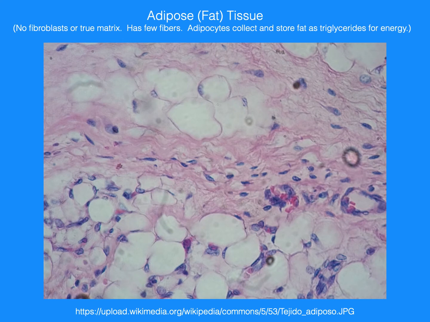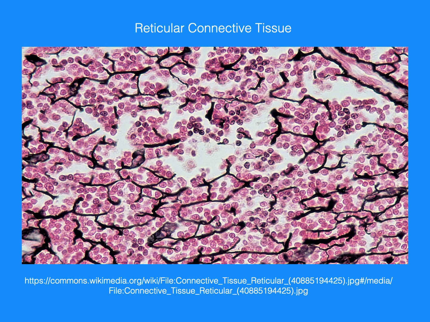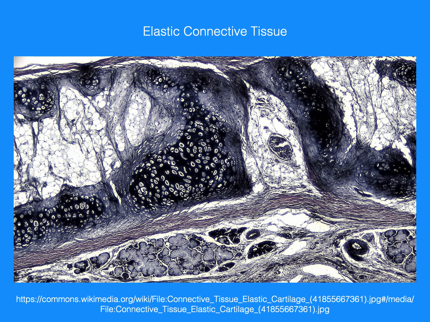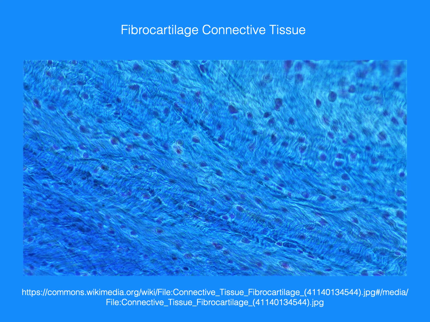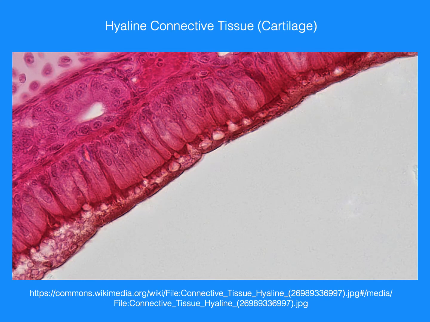Adipose, fat tissue illustration. No fibroblasts or true matrix, has few fibers. Adipocytes collect and store fat as triglycerides for energy. Reticular connective tissue illustration. Elastic connective tissue illustration. Fibrocartilage connective tissue illustration. Hyaline connective tissue, cartilage illustration.